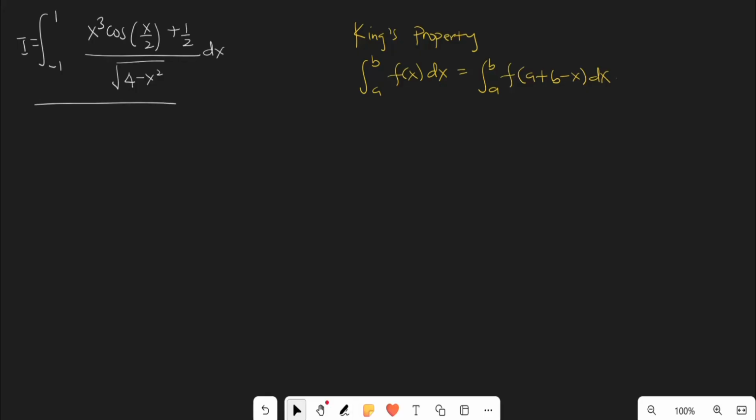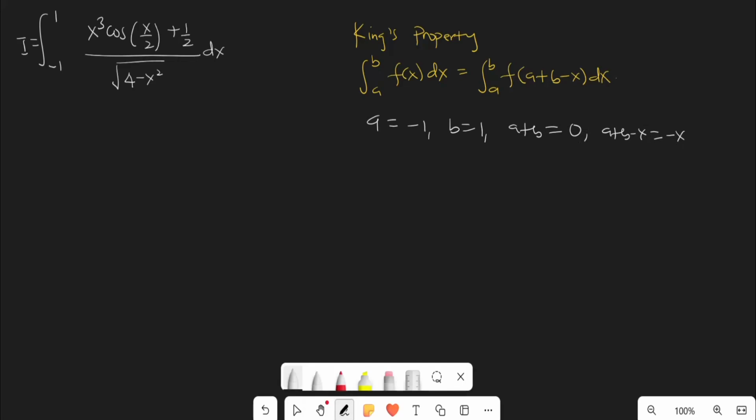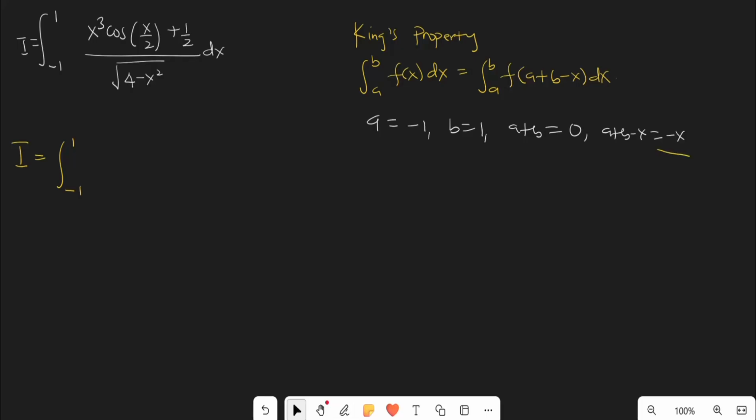So here in our integral, a is -1 and b is +1. So a plus b is going to be 0, and then a plus b minus x is going to be -x. So in place of x, I'm going to just plug in -x. This is the original integral, and the integral that I'm going to transform using the King's property will be the integral from -1 to 1 of cosine of -x over 2 plus 1/2 divided by the square root of 4 minus (-x) squared dx.